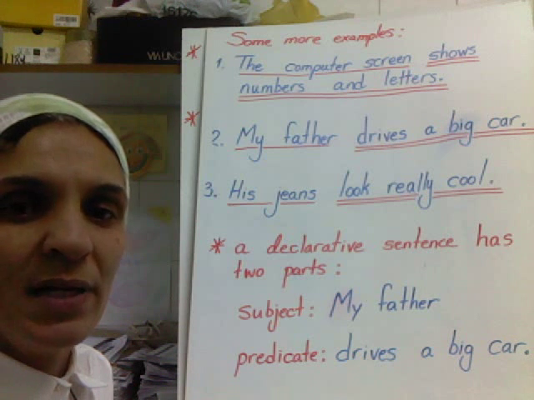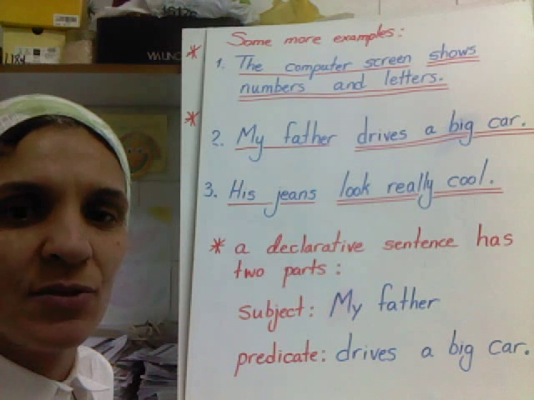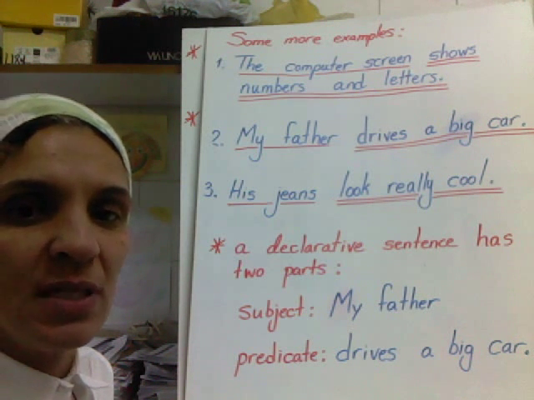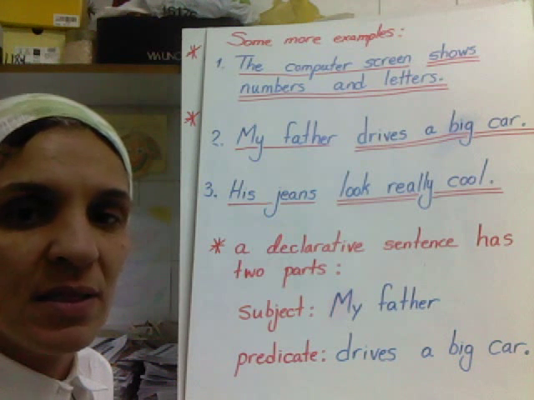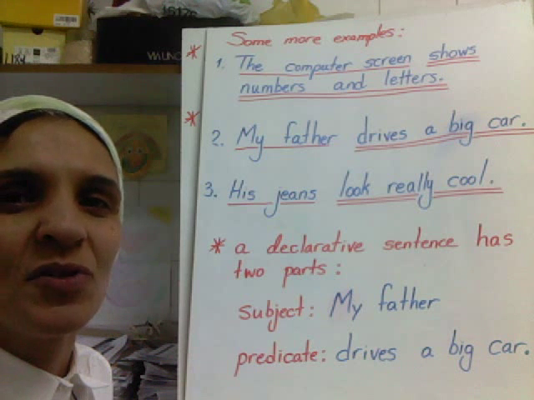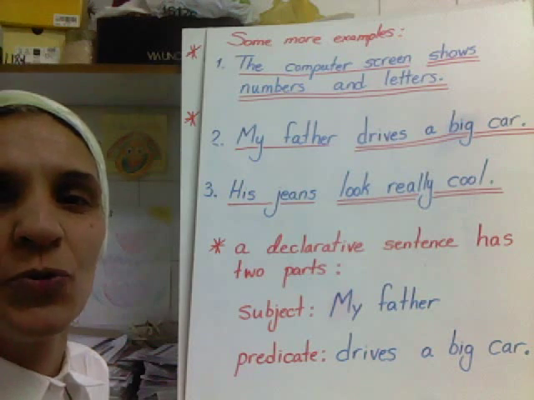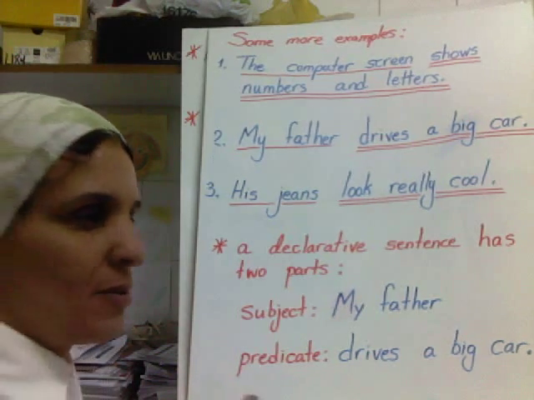Number 1 on this page, the subject is the computer screen. The predicate shows numbers and letters. Number 2, subject is my father. Predicate is drives a big car. And number 3, his jeans is the subject and look really cool is the predicate.